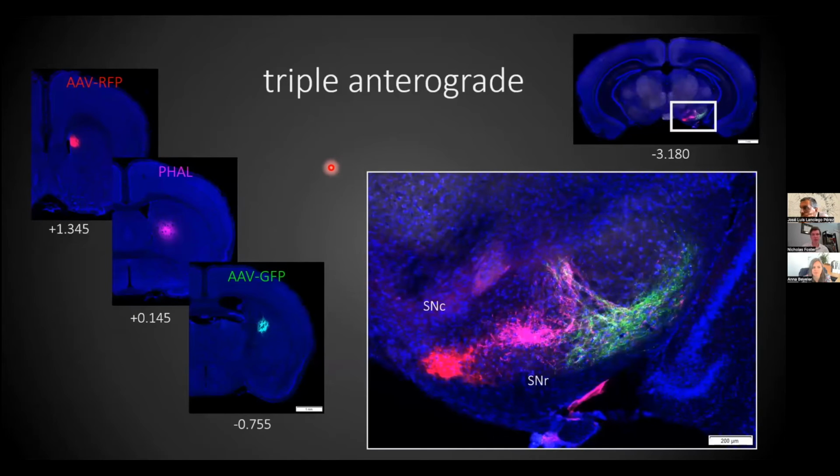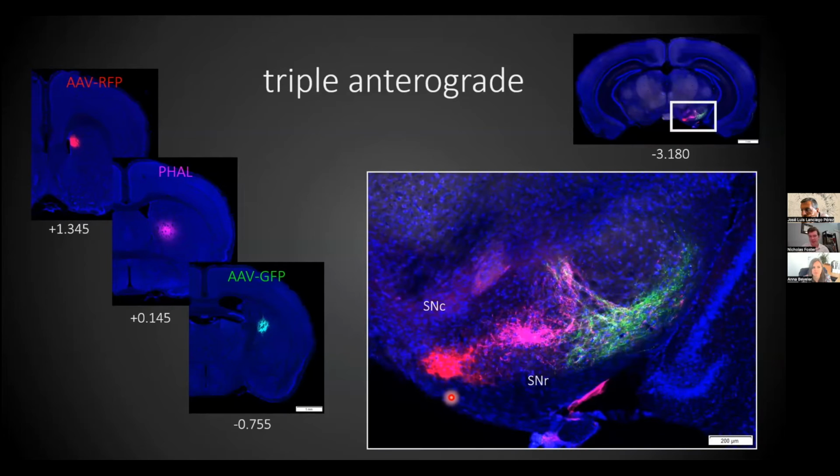Another technique that we use is the triple anterograde method. So we put 3 anterograde tracer injections, typically into a large brain region, or brain regions that have convergent connectivity, to look at the topographic patterns. So in rostral CP, we put AAV RFP. In the intermediate CP, we put PHAL. And in the caudal CP, we put AAV GFP.